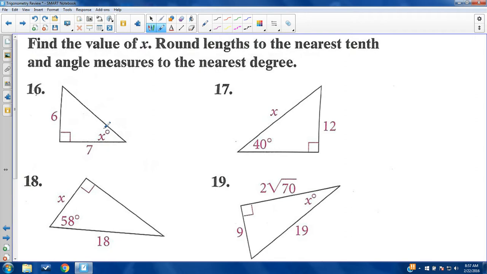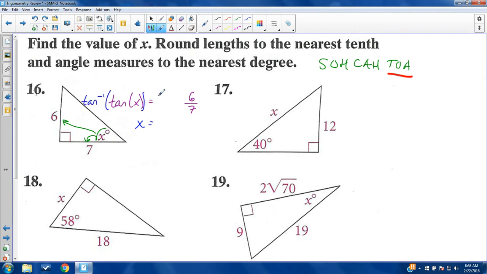With respect to x, you have the side opposite and the leg adjacent to it. Opposite and adjacent are used in TOA from SOHCAHTOA, which means we should be using tangent, because the tangent of x will give us the ratio 6 over 7. So if I take the tangent of my angle, you get 6 over 7. And to find the angle, just like the previous problems, solve for x, get it by itself by taking the inverse tangent of both sides. It is highly, highly recommended that you write this exact answer here before solving.